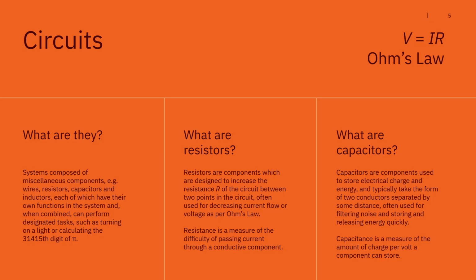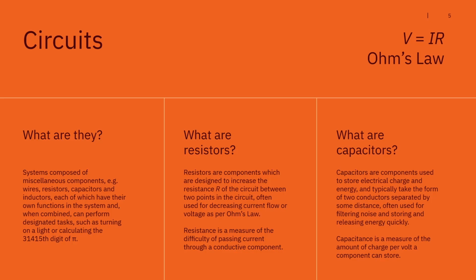Resistors are components which are inserted into a circuit in order to deliberately increase the resistance at a specific part in the current path. This is often done in order to take advantage of the relationship described by Ohm's law, such as decreasing the flow of current or voltage at a specific point in the circuit. Ohm's law is the V equals IR in the corner, which means voltage equals current times resistance, where voltage is V, current is I, and resistance is R.